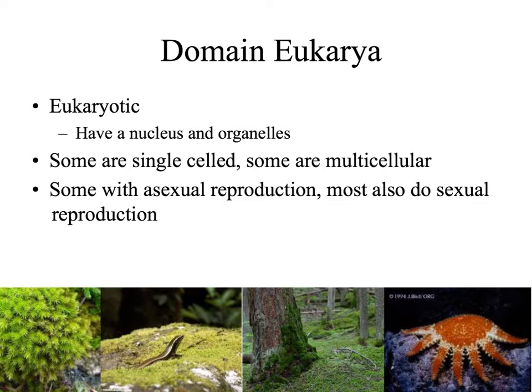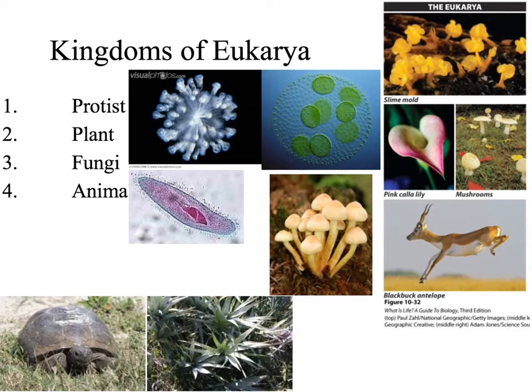Domain eukarya is highly diverse. It includes protists, which are often single-celled organisms. Protists also include the algae. We see plants, animals, fungi, all found in this group as well. Domain eukarya is broken down into 4 kingdoms: Kingdom Protista, Kingdom Plantae, Kingdom Fungi, and Kingdom Animalia.